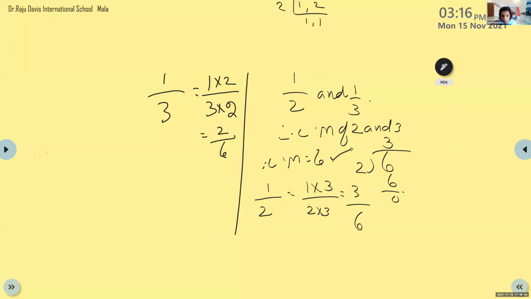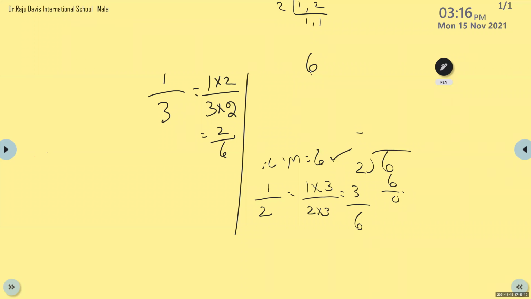No, that one only same. So what is the LCM you got here now? 6. 6 you have to divide by 3. How much you will get? 2. Multiply both numerator and denominator by 2. 1 into 2 divided by 3 into 2. Is it okay? Now you got it as 1 into 2 is 2, 3 into 2 is 6. So you will get the answer as 2 by 6.